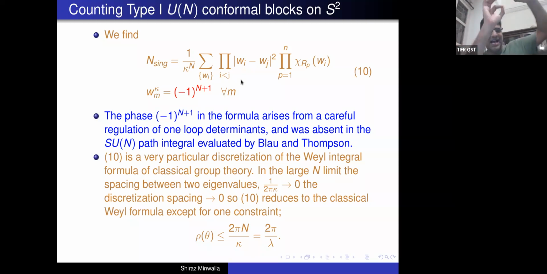Okay, so these are like eigenvalues of an SU(N) matrix. You should think of these as eigenvalues of the holonomy matrix U that we were talking about before. And then multiply by the product of characters, just plain group theory characters, of the U(N) matrix whose eigenvalues are omega i's. And these characters are taken in representations R1, R2 up to Rn.